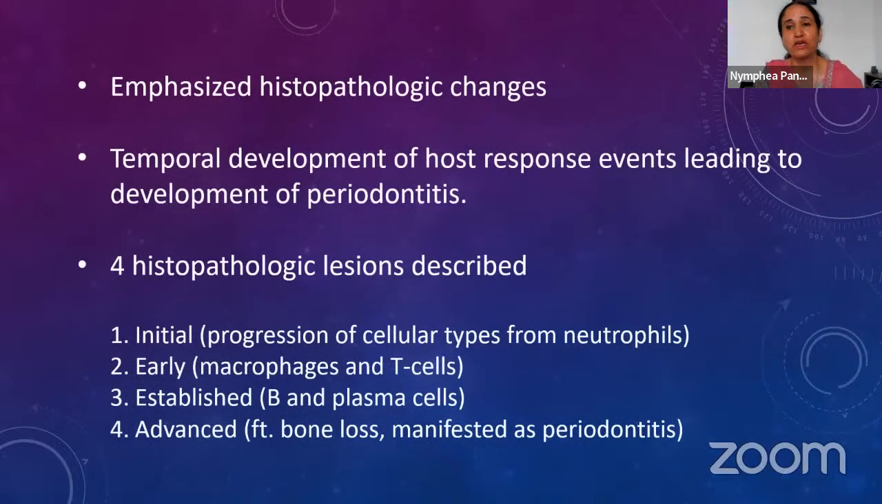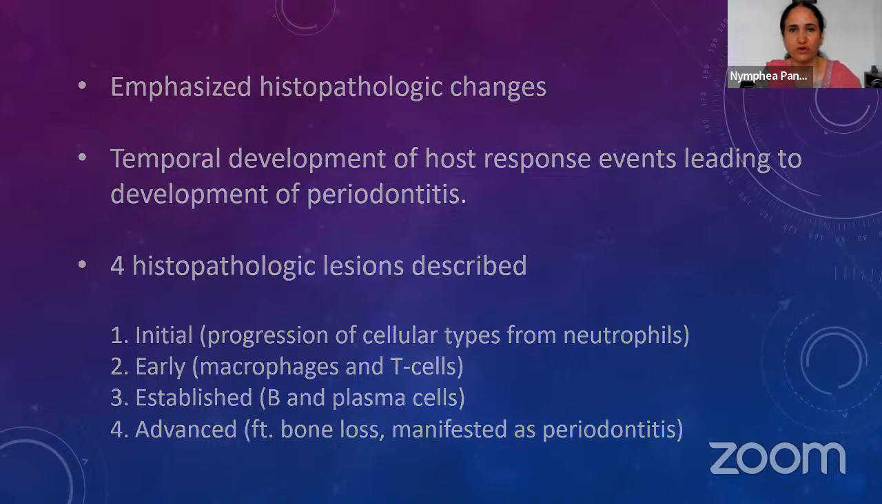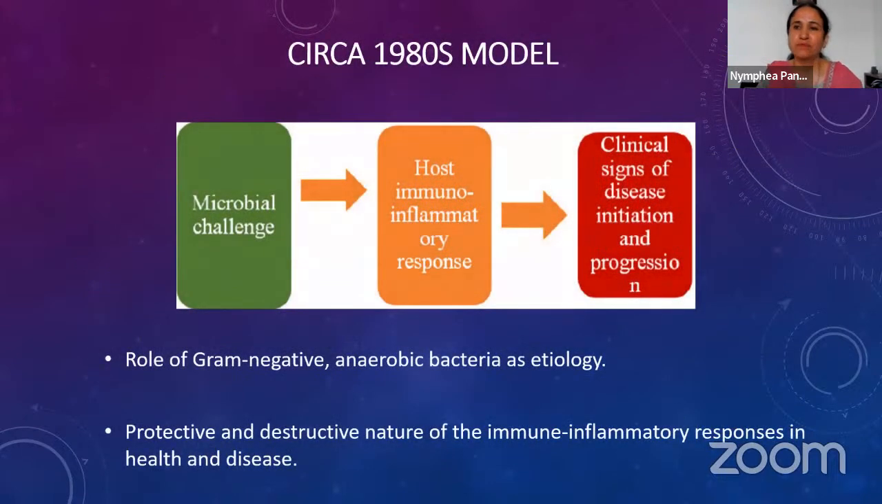And let me tell you, even after so many years of research, we still have this model, Page and Schroeder's model, as the basis of our understanding of periodontitis. So it actually had first coming in the neutrophils and the T cells, B cells, and ultimately the loss of bone that led to the loss of the attachment, and that led to the development of periodontitis. So this model, I think all of us know. Then came the Socransky model.